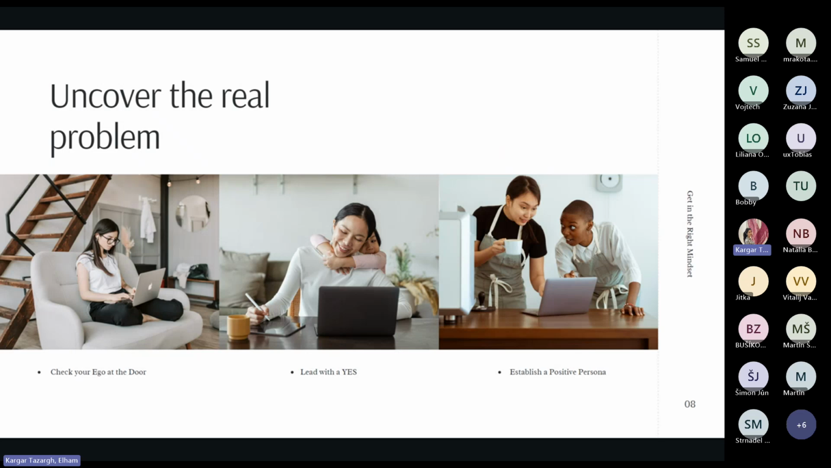Then lead with a yes. Whenever you want to create a response, tell them, yes, I understand the problem, so we are trying to find a solution. But leading with yes doesn't mean that you need to work on any decision or suggestion they have. It means that we are hearing you. We are here to listen to what you are saying, and I understand the problems that you are mentioning. And at the end, establish a positive persona. Be confident. If you are there, there was something in you that made them give you this position. So always be confident and positive.